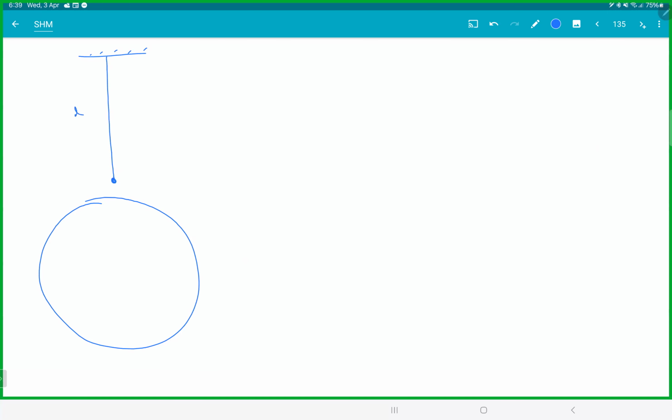So this is length L. Let's say you displace again, the angle is quite small. Theta is still small.